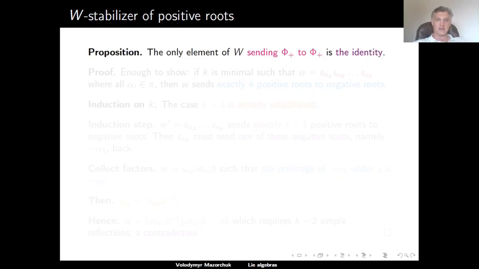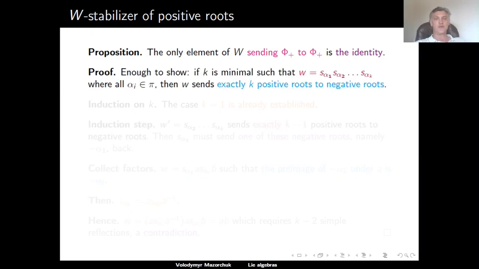The claim is that there is only one such element, namely the identity. To prove the claim, we need to show that each non-identity element sends some positive root to some negative root. So let's take a non-identity element and write it as a product of simple reflections in the shortest possible way. This is possible because of the previous slide: any element of W is a product of simple reflections.